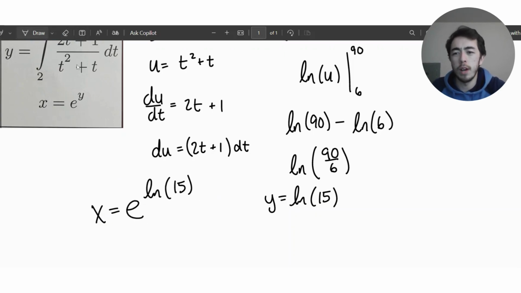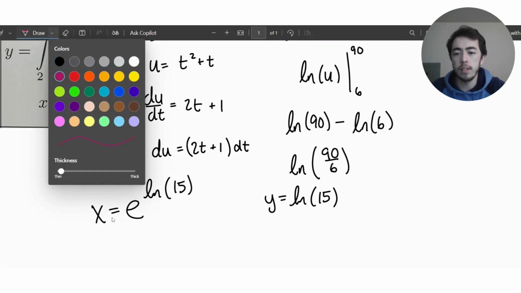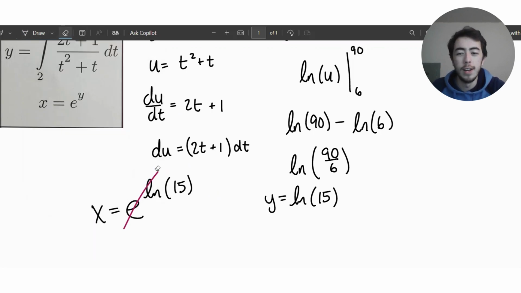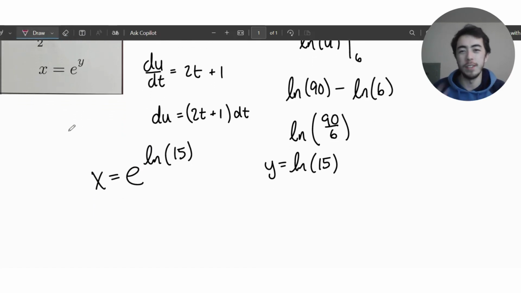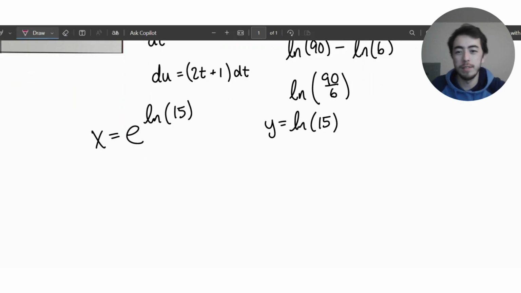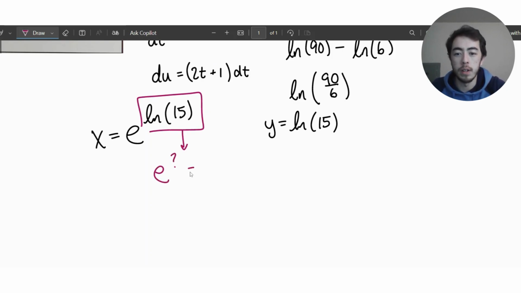And at this point, I feel like most people would just say, yeah, they cancel, and just cross off these things. But at least when I was learning logarithms, I wasn't sure why that was the case. And I'll try to convince you before I actually just cross them off. This expression right here, natural log of 15, asks e to what power gives me 15? That's just by definition of what a logarithm is.